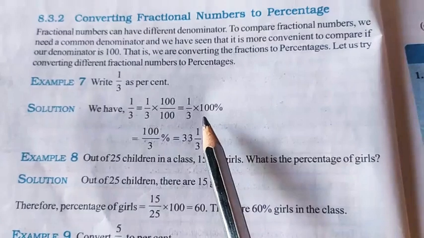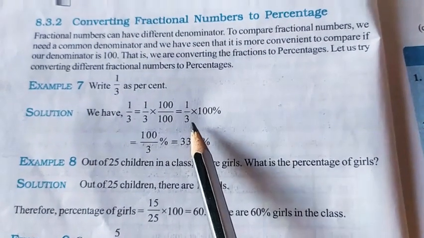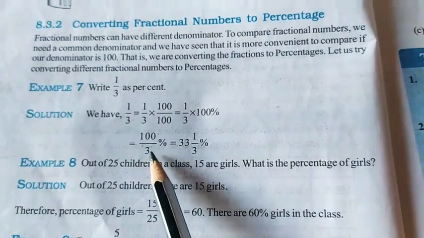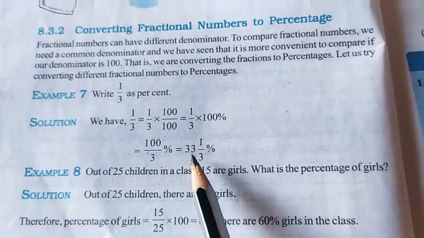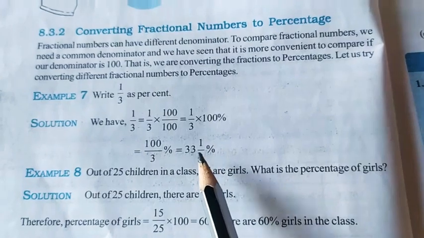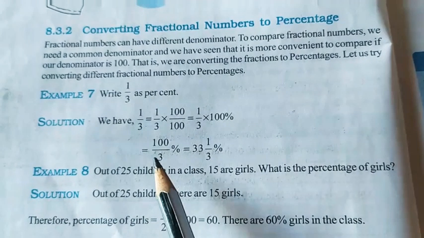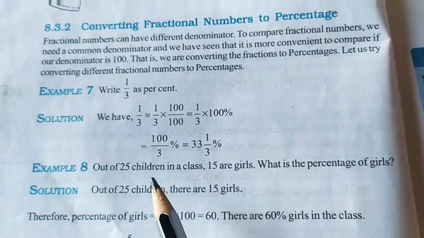So here you will get 100% into 1 by 3. So 1 into 100 will be 100 divided by 3. If you make it into a mixed fraction, you will get 33 and 1 by 3. Just divide 100 by 3.